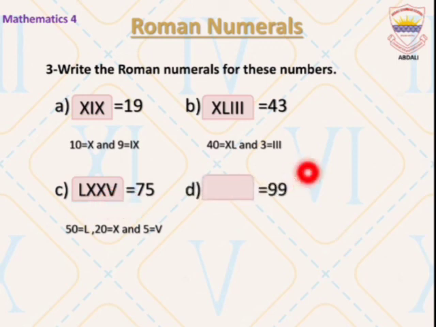Now students, let's solve our last part, part D, 99. We split 99 into two parts, 90 and 9. 90 is represented by XC and 9 is represented by IX. We write it as XCIX.